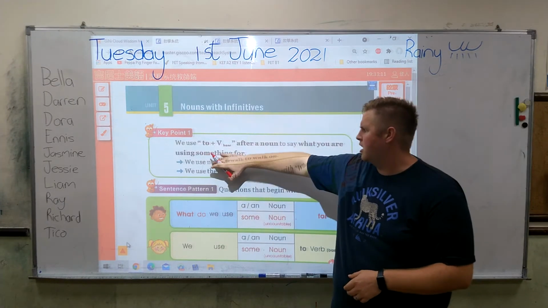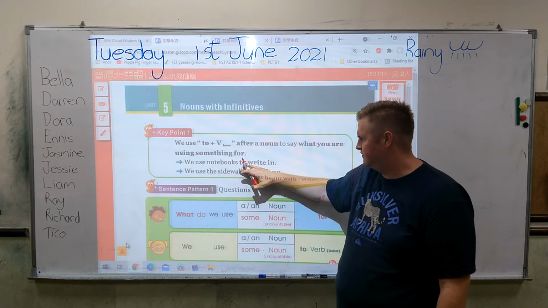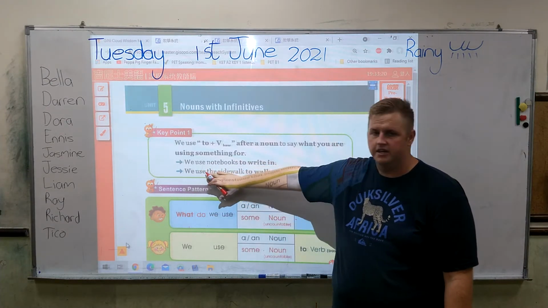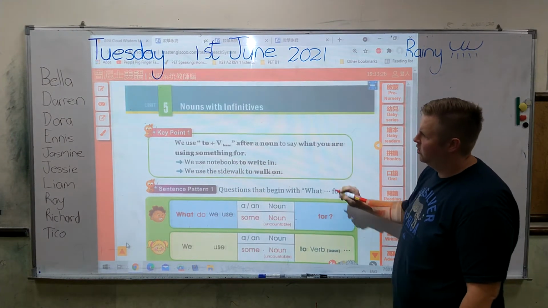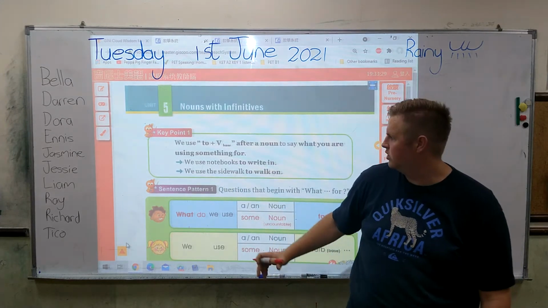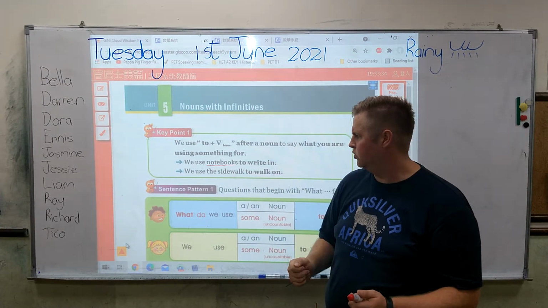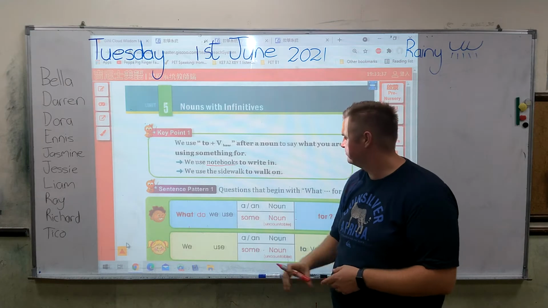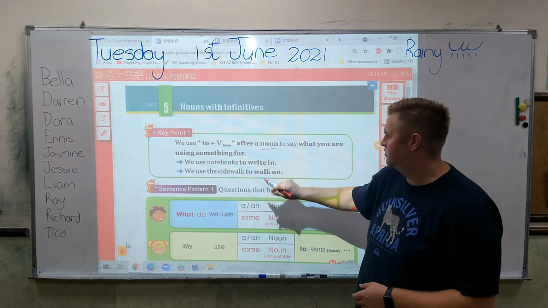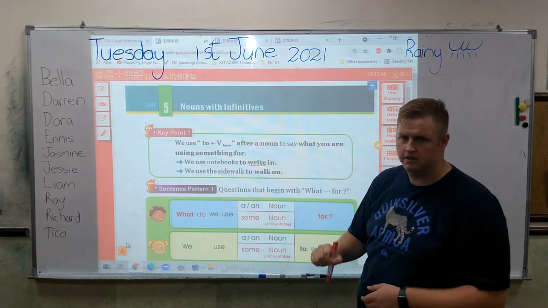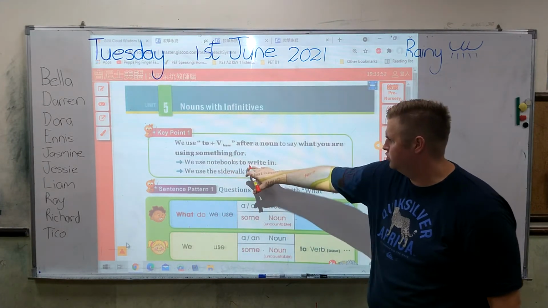We use to plus the verb after a noun to say what you are using something for. Let's look at the examples. We use a notebook to write in. So, what is the noun here? The noun is the notebook, something you can touch, feel, look at, or see. So, the notebook is the noun, and the verb is write. The verb is something we do. So, we use a notebook to write in.